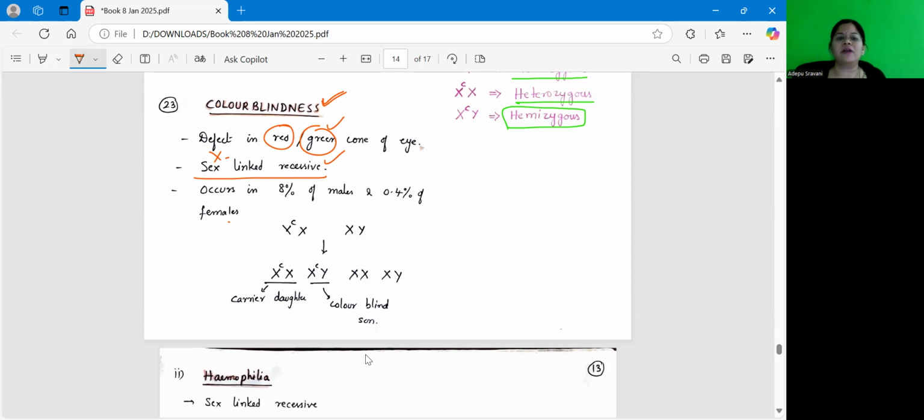It is frequent in males compared to females. Very, very rarely the females are affected, 0.4%. You can imagine that is very less. In males also it is very less, 8% of the males. Now, here, what happened? Now we have conditions. These are the things they will ask in the exam.